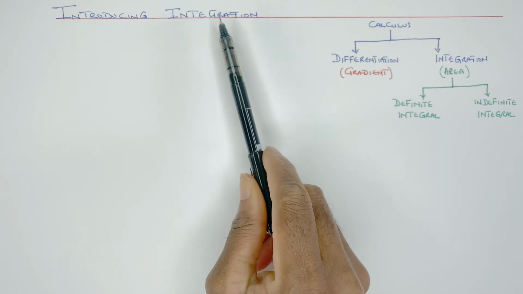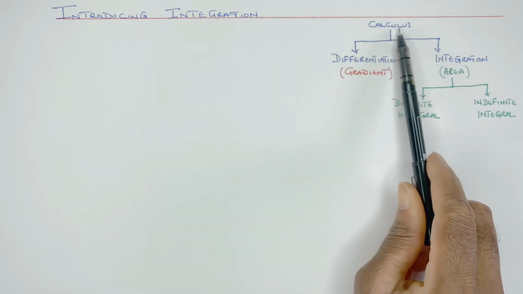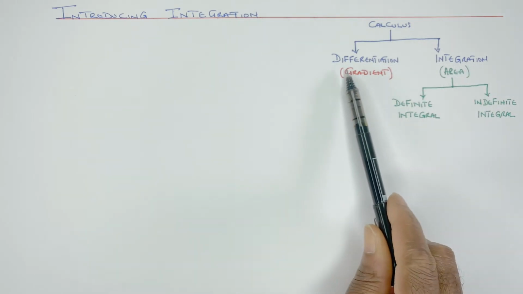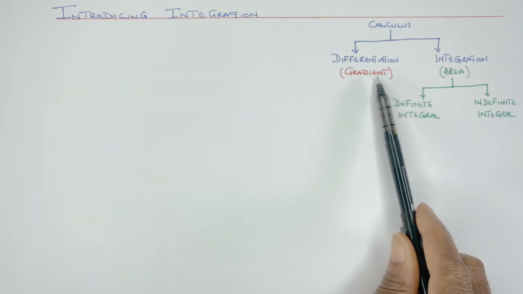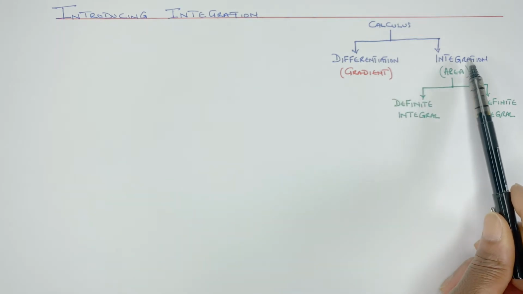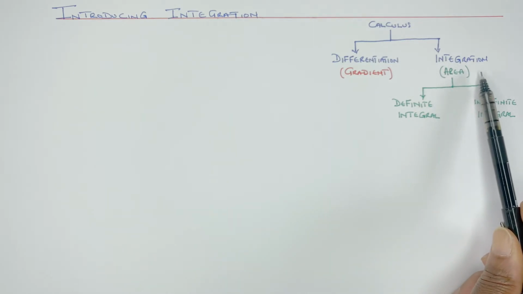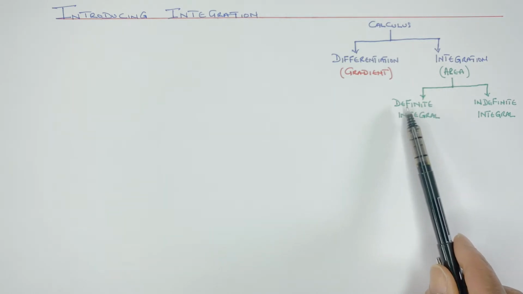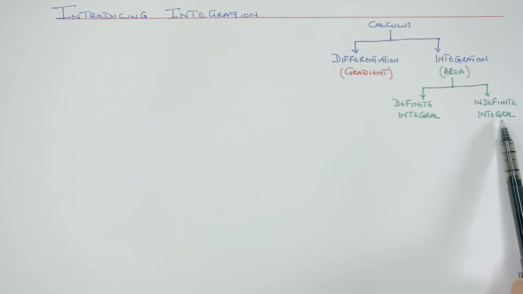Introducing integration. Calculus. There are two types of calculus, differentiation and integration. Differentiation calculates the gradient or slope. Integration finds the area under the curve. There are two types of integration, definite integral and indefinite integral.